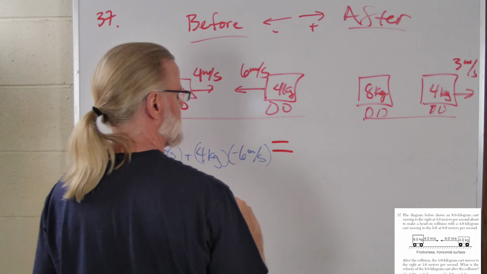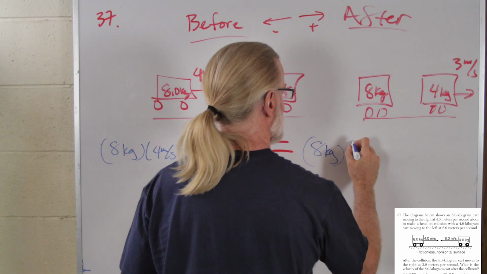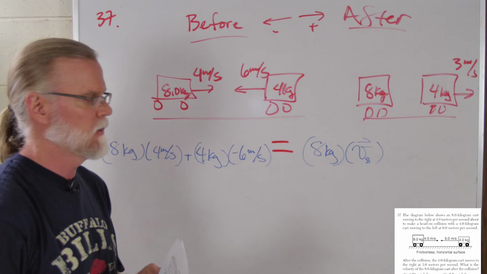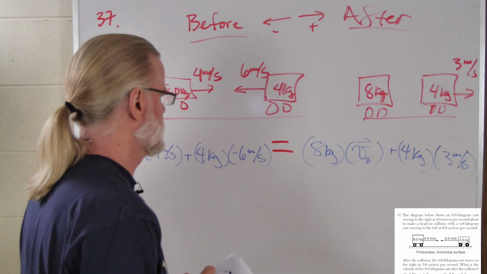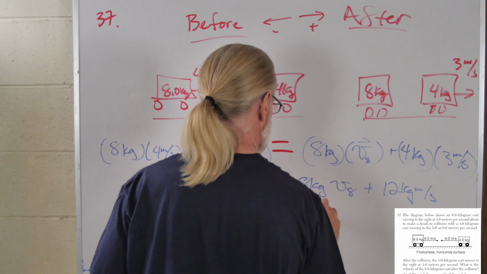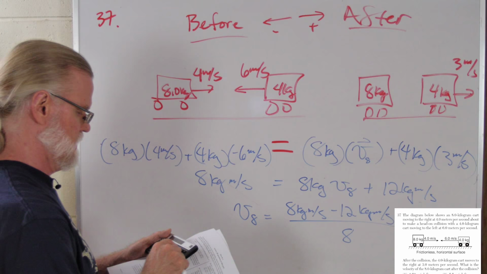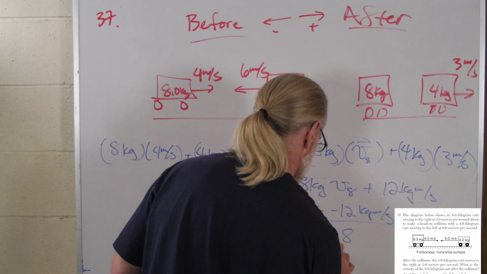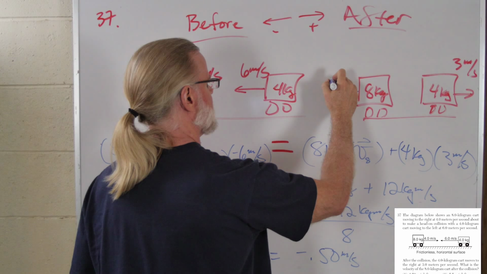That equals what happens afterwards, which is 8 kilograms times the velocity of the 8 kilogram, plus 4 kilograms, the momentum of that, times 3 meters per second. And that is positive. And solving for V8, we get the velocity of 8 is going to be 8 kilogram meters per second minus 12 kilogram meters per second, all divided by 8, which is negative 0.5 meters per second. So that's that way. And 0.5 meters per second.